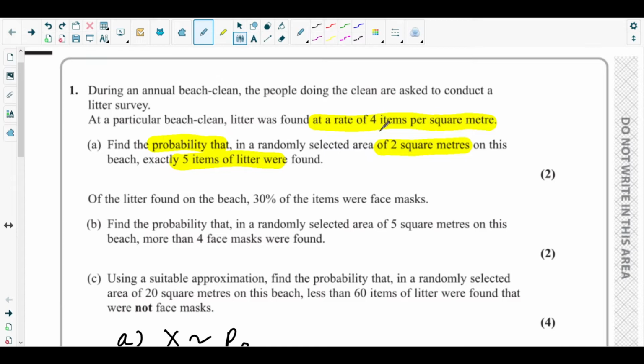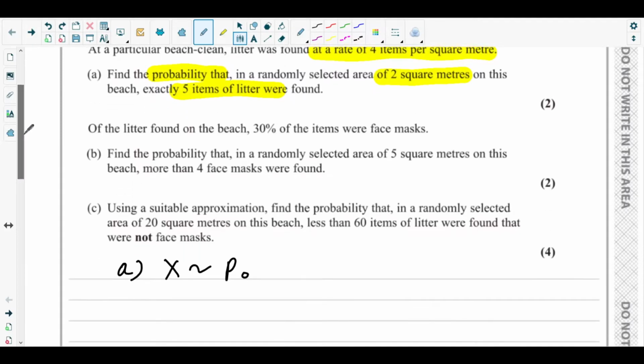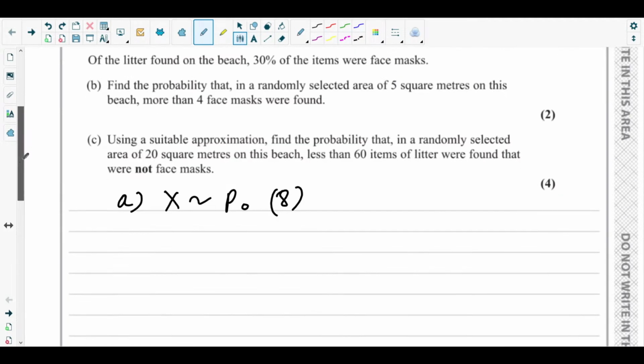In the passage, they said 4 items per square meter, right? So per square meter 4 items are found. That means in 2 square meters, 2 times 4, that is 8, because the rate is proportional to the size of the sample. So for the Poisson, the mean would be 8. Let's write it down. What is X representing?